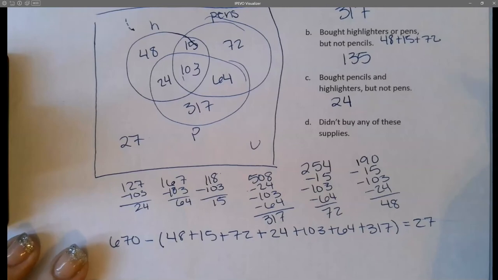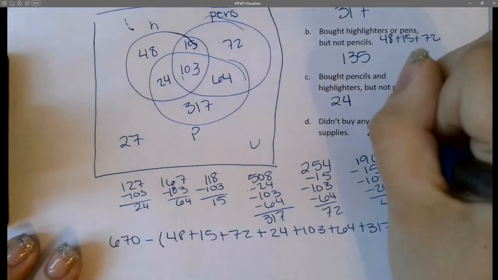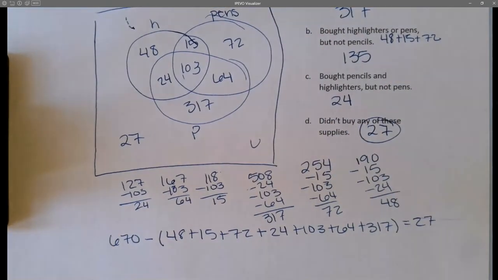Okay, D is asking how many didn't buy any of these school supplies. That's the number on the outside, so 27. And I'll circle that because it's kind of close to my work.